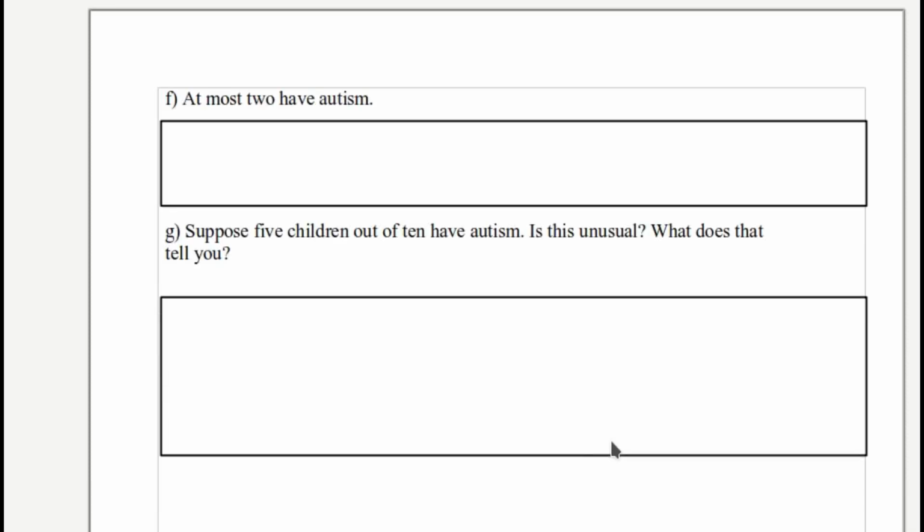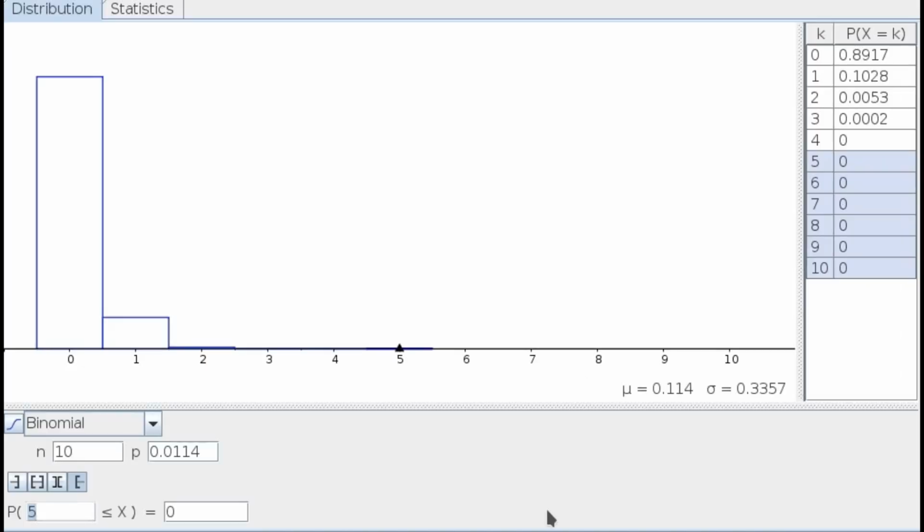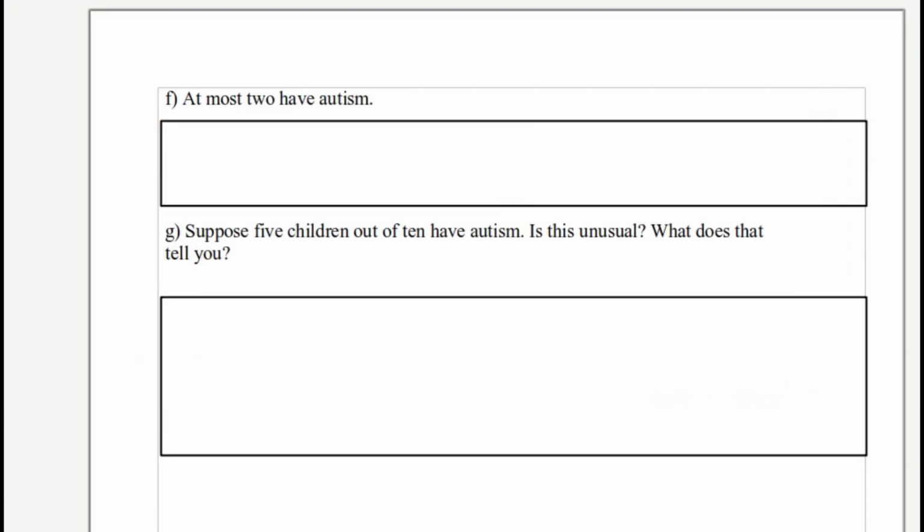On the next page, we are asked: at most 2 have autism. So let's go back in. At most 2 have autism, so we're talking about the probability that 0 have autism, 1 has autism, or 2 have autism. And of course, the main contributor to this probability is that 0 of those children have autism.